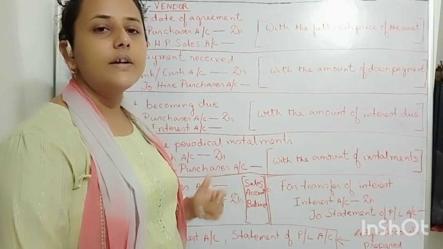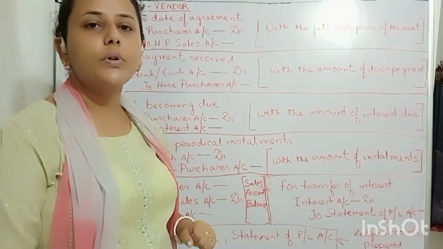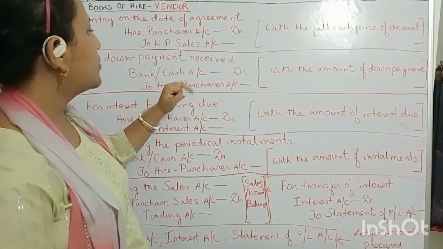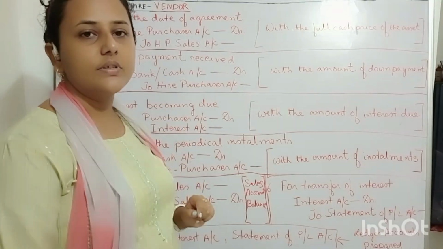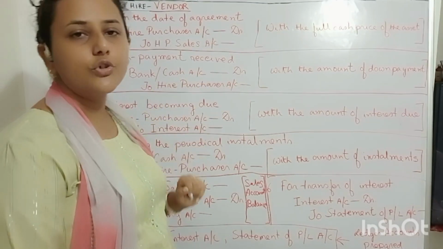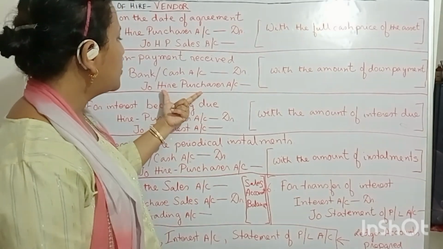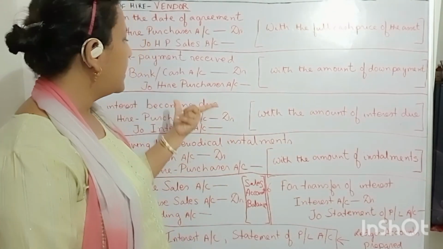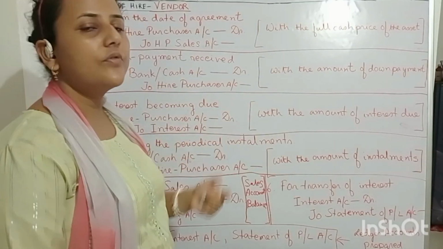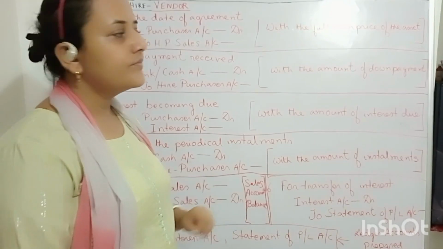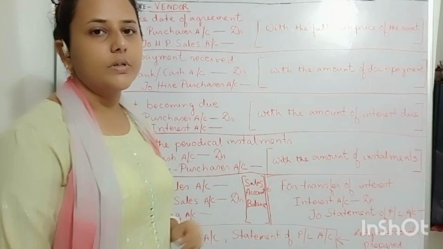Then the second entry on the date of agreement is for the down payment received. When the hire vendor receives the down payment, what will be the entry? Bank/cash account debited to hire purchaser account. Here cash is an asset, it increases, so it should be debited. Hire purchaser is also an asset for the hire vendor. It decreases with the receipt of the down payment, so it should be credited with the amount of down payment.